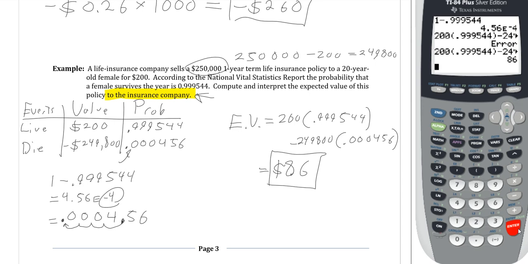Now again, this does not mean that if the company were to sell life insurance that they are going to make exactly $86. This means that in the long run, if they sell many of these, they would gain $86 per policy that they sell. This does not mean that just selling one insurance policy will get them $86 guaranteed. That's not how that works. This is a long-term thing. So, for example, if they were to sell 500 of these, I would have 500 times 86, and they would expect to gain $43,000.